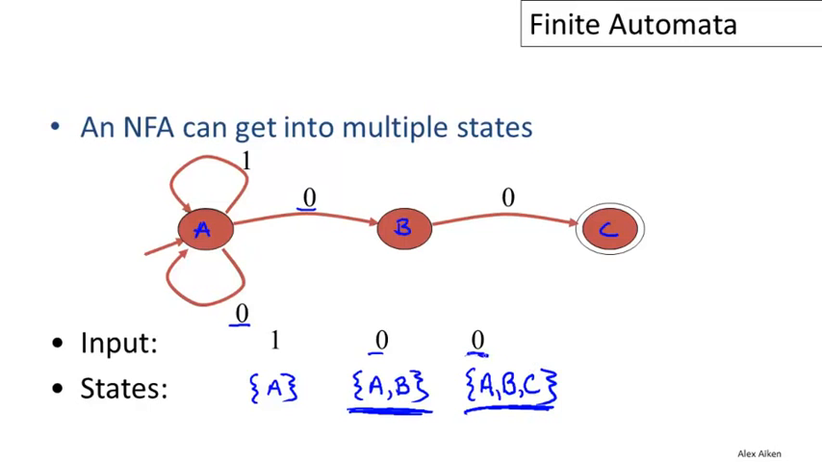And in this case, after we read 0, we see that an accepting state C is in this set of possible states, and what that means is that there was some set of choices that the machine could make that would get it into a final state at the end of the input, and so the machine accepts this input. So if there's a final state in the final set of possible states, then the non-deterministic machine accepts.